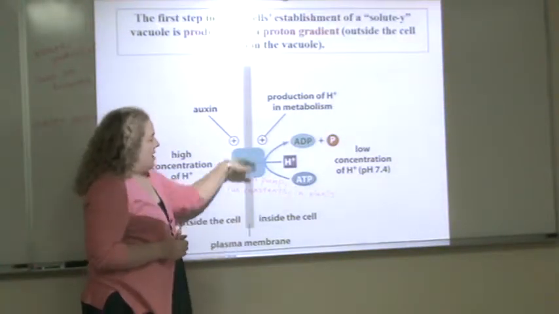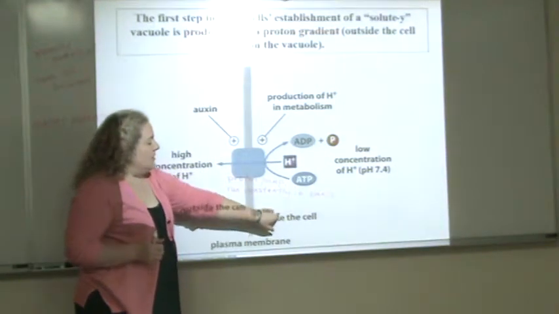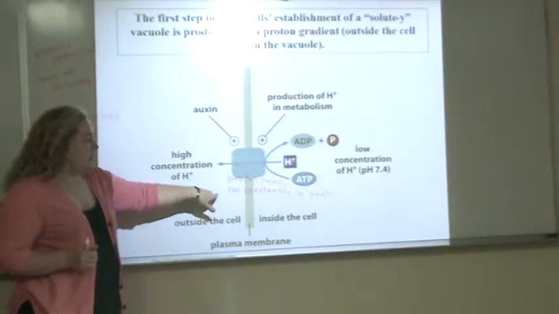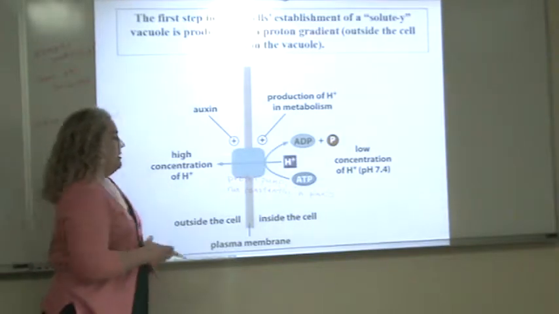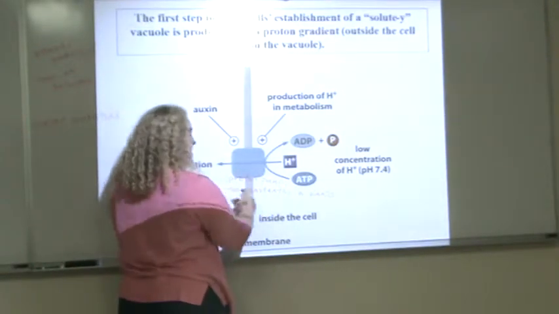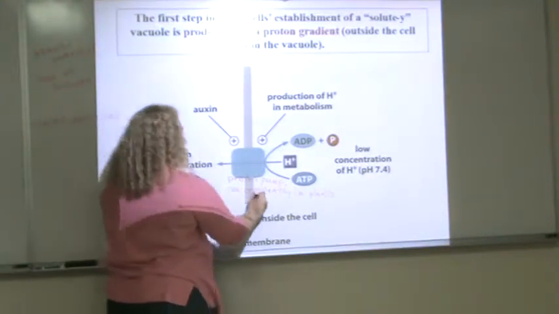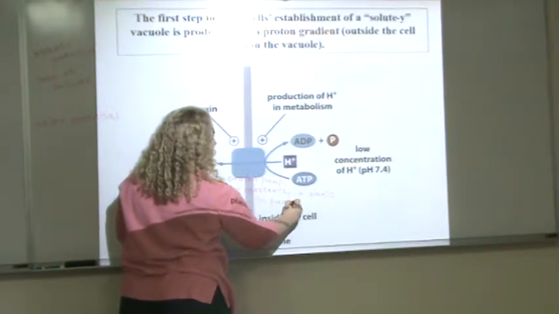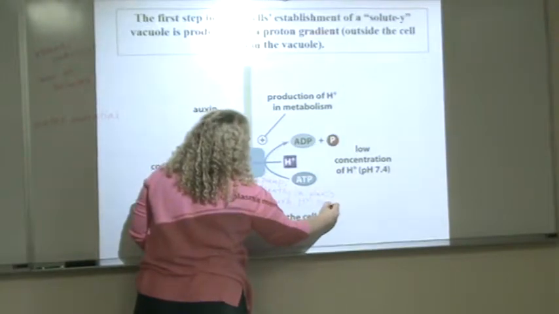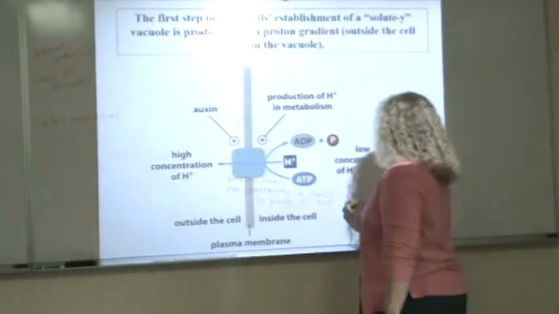Okay, so here's our gray plasma membrane. Here's the cytoplasm. Here's the outside of the cell. These proton pumps constantly run. They constantly spend ATP to push protons out of the cytoplasm.